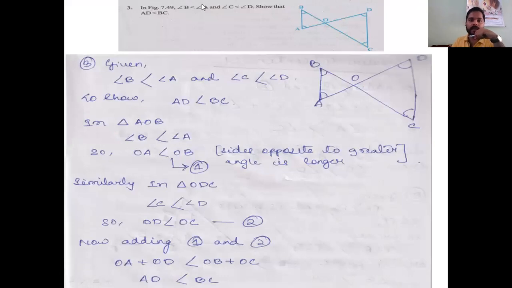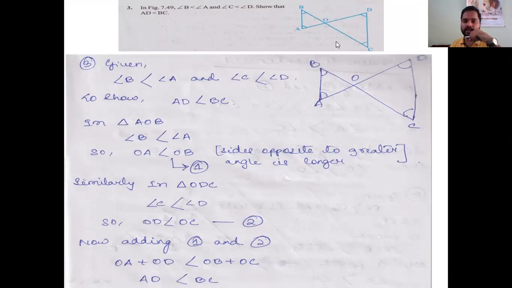Question 3. It was given angle B is less than angle A and angle C is less than angle D. Show that AD is less than BC. Now, angle B is less than A. What is the opposite side of angle B? OA. And what is the opposite side of angle A? OB. So I can say in triangle AOB, angle B is less than angle A. It was given. So OA will be less than OB, as per the theorem. Let's take it as 1.